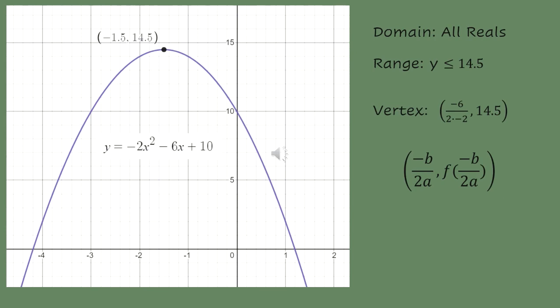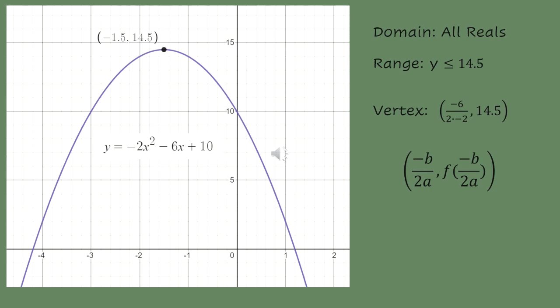Here is another example with a parabola, and the domain is all real numbers. I can take any number I want and plug it in for the x and follow the arithmetic, and I will get out a numerical value for y. So the domain is all real numbers. But this graph comes up from negative infinity, it hits that point at the top, and then goes back down towards negative infinity.